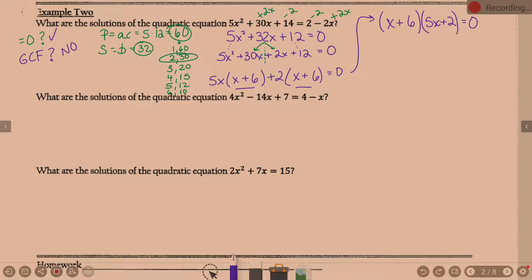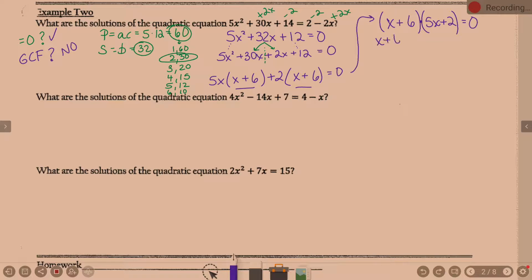You know how to finish from here? You're finishing just like we did on the previous page, at the top of your page, right? And now we're solving. You do x plus 6 times 5x plus 2, two parentheses multiplying to equal 0. Two values multiplied equals 0, so set them each equal to 0.